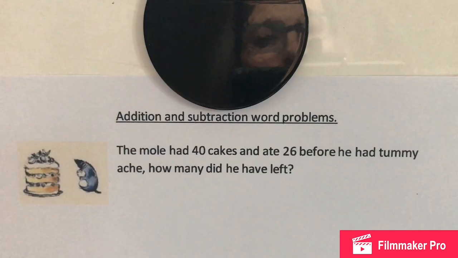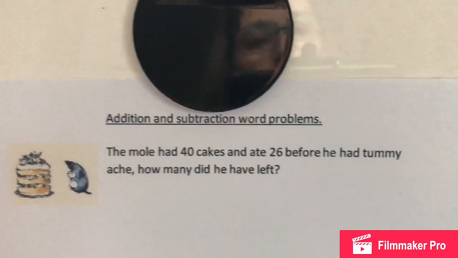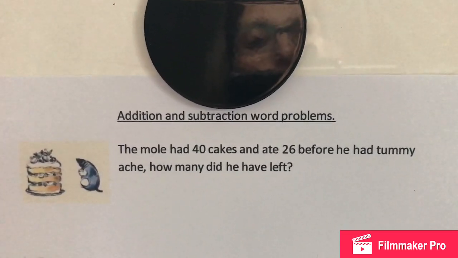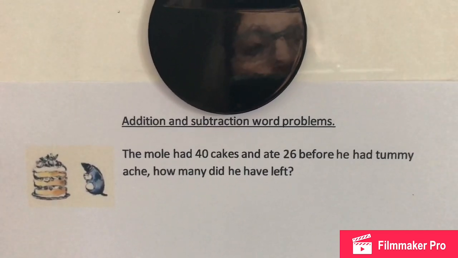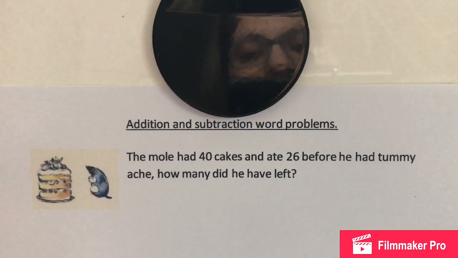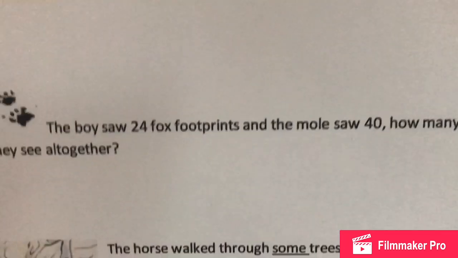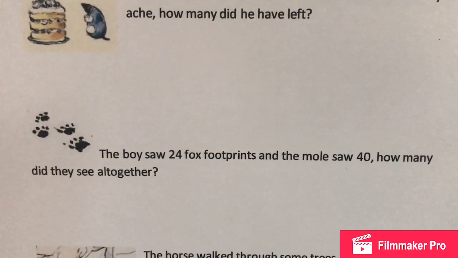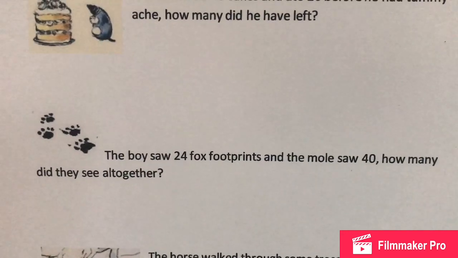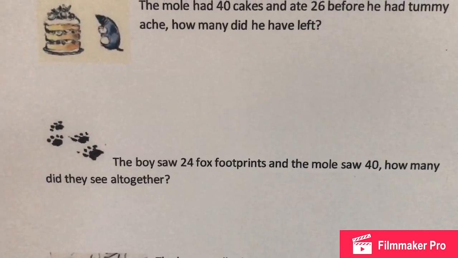The mole had 40 cakes and ate 26 before he had tummy ache. How many did he have left? Pause it there and give yourself a few minutes to work out the answer. The next one. The boy saw 24 footprints and the mole saw 40. How many did they see altogether?